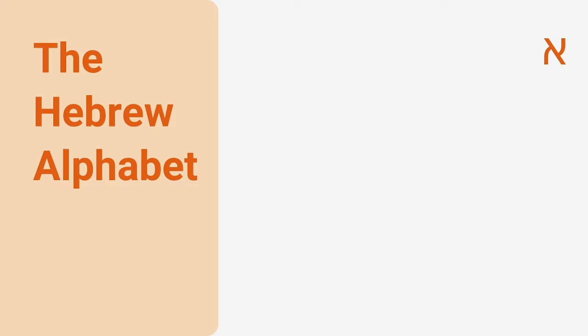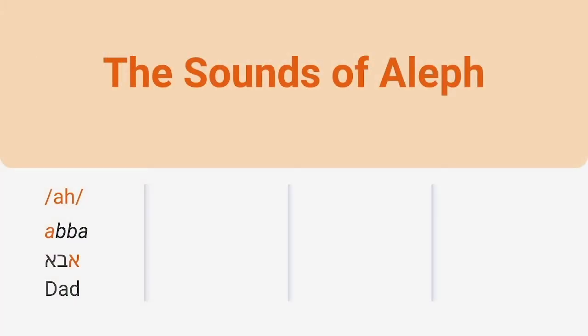Today we're going to deal with the first letter of the Hebrew alphabet, and that is the letter aleph. Aleph is a silent consonant. Now, that may be a really strange concept to English speakers. Even though aleph used to have a sound, it is no longer pronounced in modern Hebrew, and therefore it is considered a silent consonant.